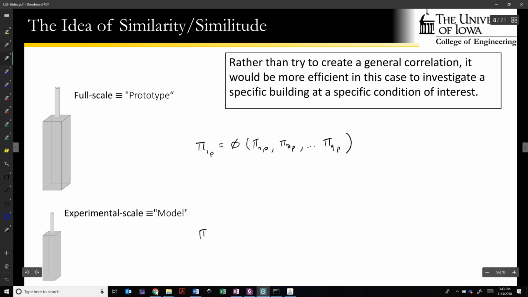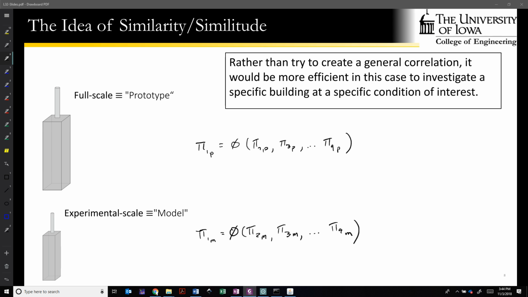At the model scale, we expect that pi1m, where the m denotes that we're talking about model scale, is equal to some function of pi2m, pi3m, so on and so forth, pi9m. So when we make a model of our system of interest, the idea is that we're expecting that this functional relationship, phi, is the same at prototype scale as it is at model scale.